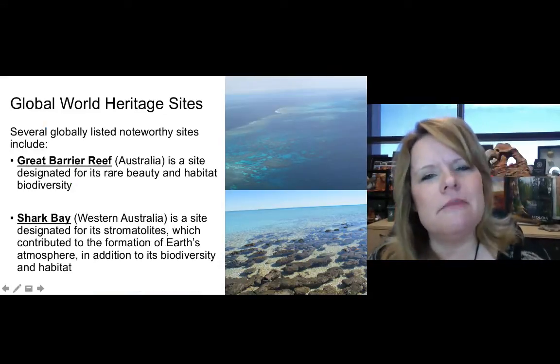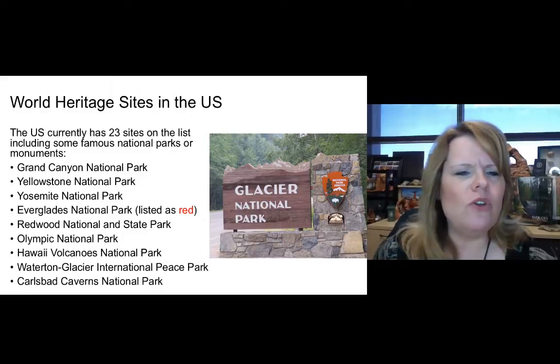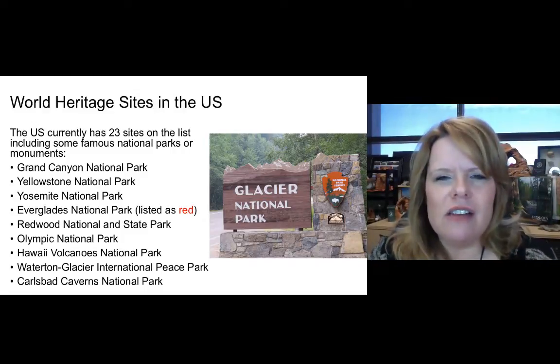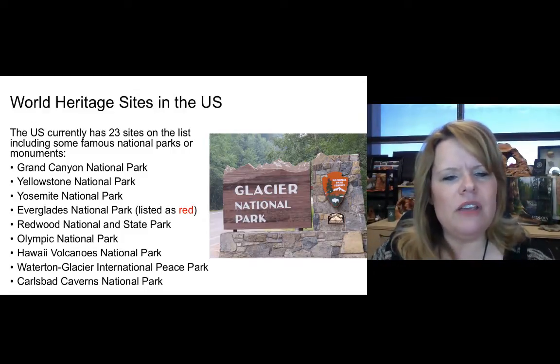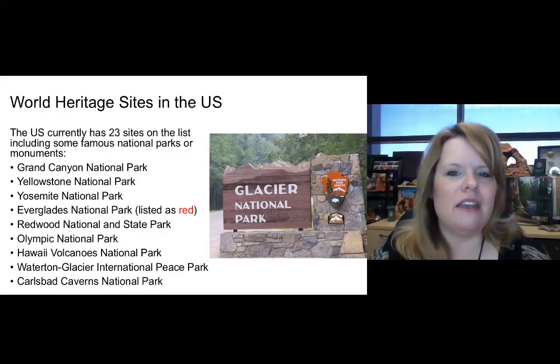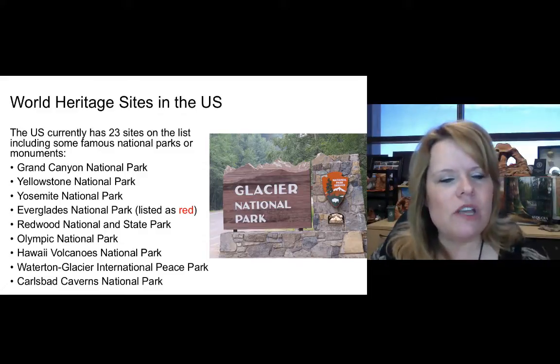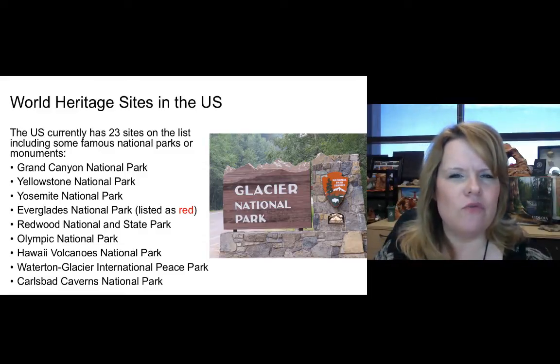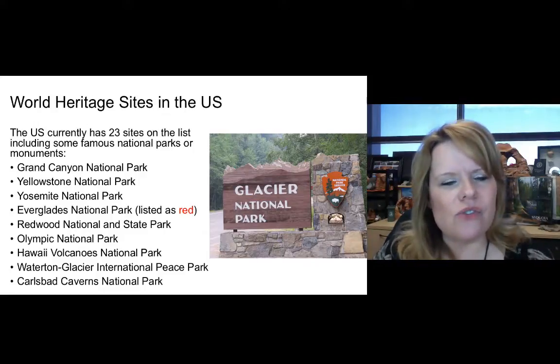So, very awesome, beautiful places. So where are the World Heritage Sites in the United States? There are 23 of them in the United States, including some famous national parks. So here they are. The Grand Canyon, and obviously that's world history and beauty. Yellowstone National Park for its remarkable ecosystem and geologic features such as geysers.